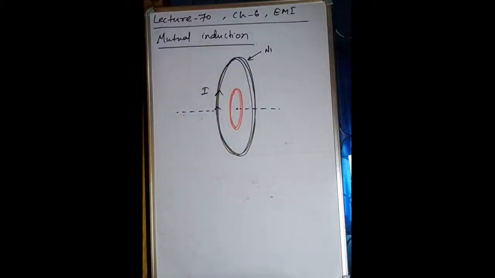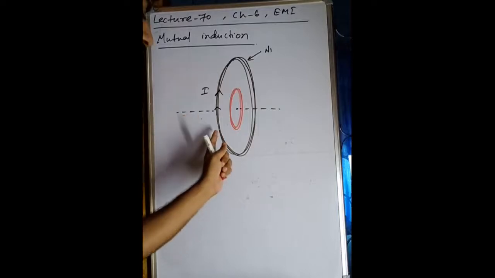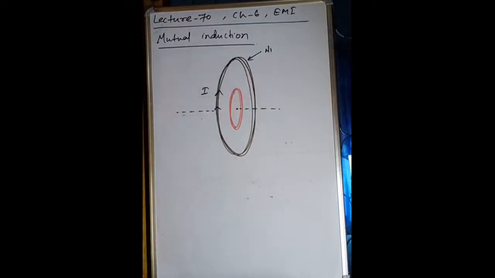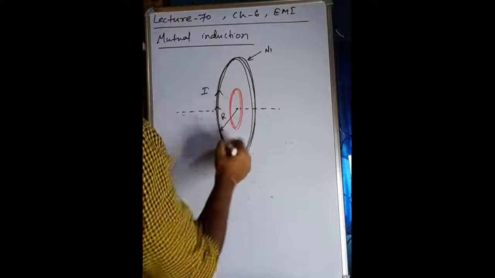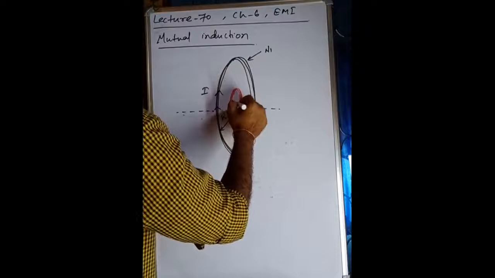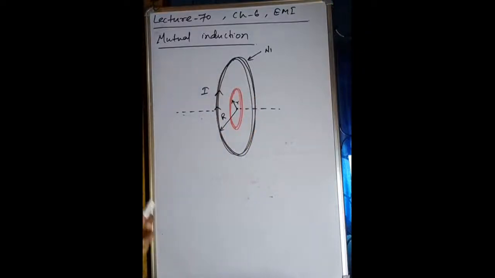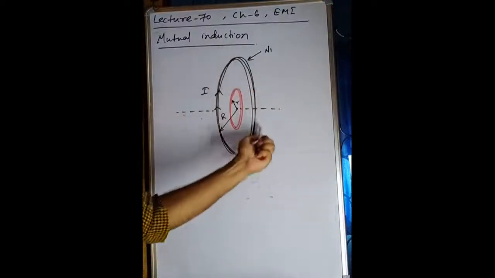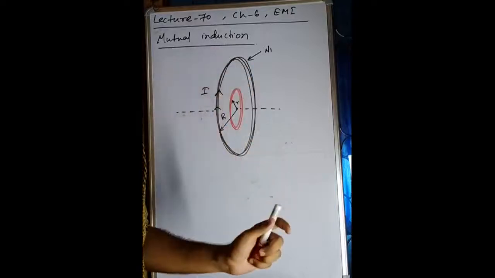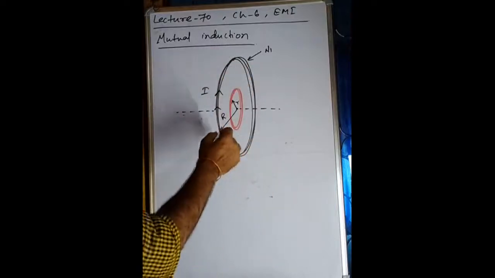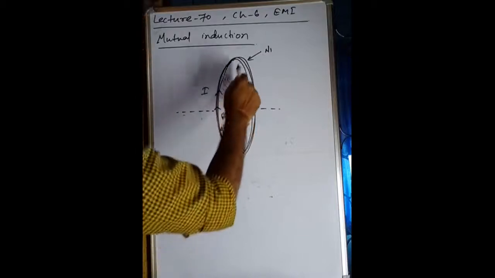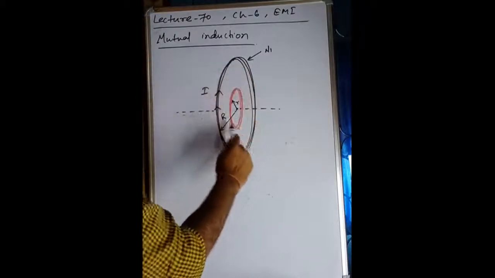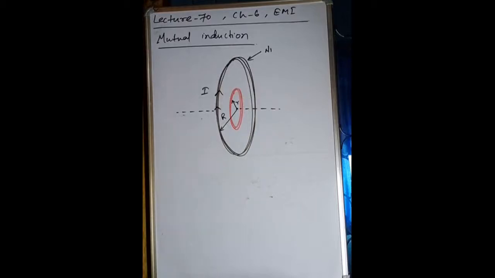What will we write, my dear student, as the current is developed in this coil having radius R, and this particular coil having radius small r? What will happen? This coil will produce a magnetic field. Am I right? Yes, of course it will produce some magnetic field, and the magnetic field will cover the entire region of the bigger coil.